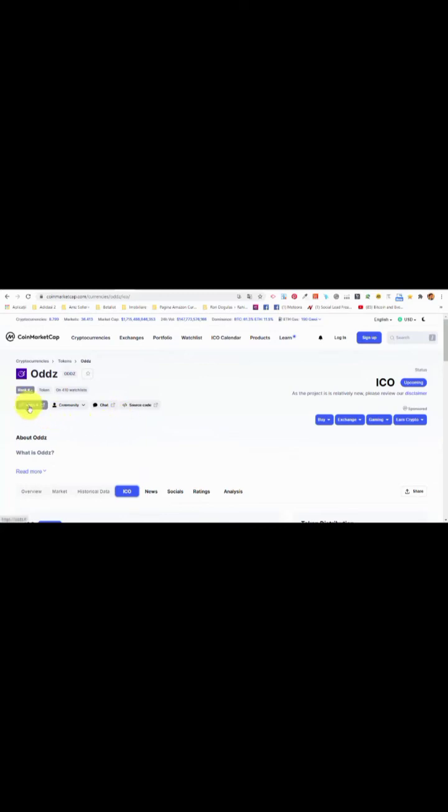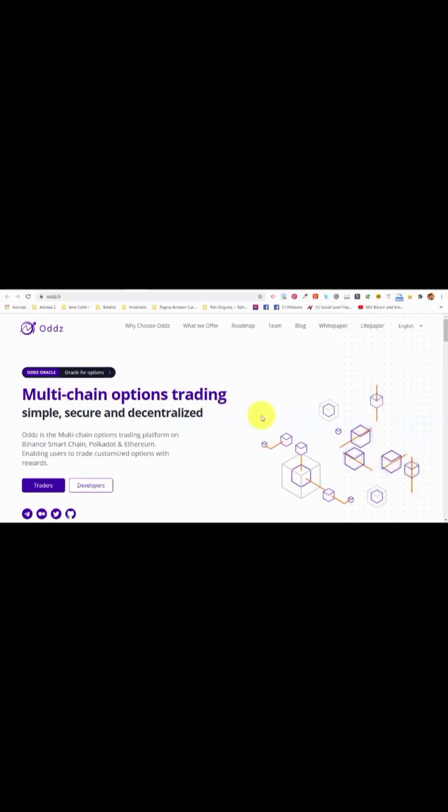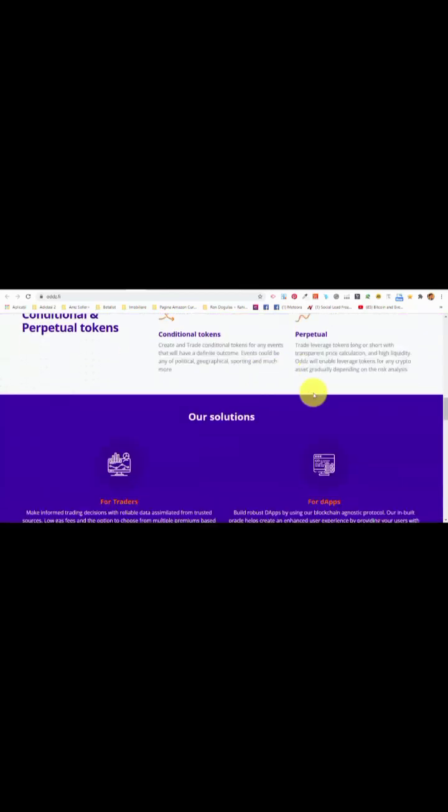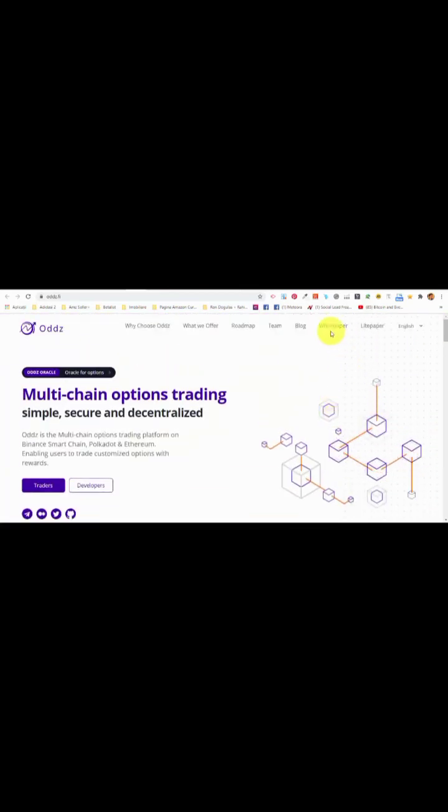Another thing that you can do is go ahead and check their website. You can see that they have a website here, odds.fi. You click on the website and you'll be redirected. Multi-chain options trading: simple, secure, and decentralized. So this is basically multi-chain options trading, and that's what they are launching. This is the project, and here you have different information about the project. And the cool part is that you have this white paper. You can click on the white paper link and check more about the ICO.